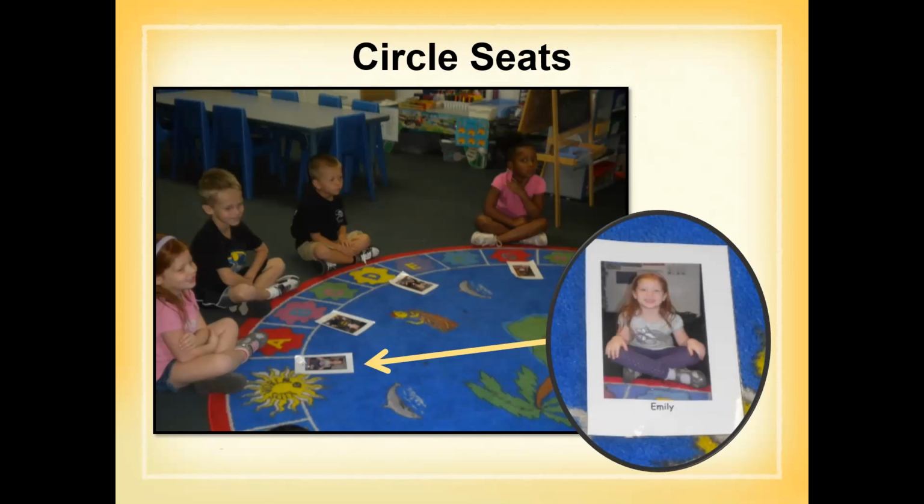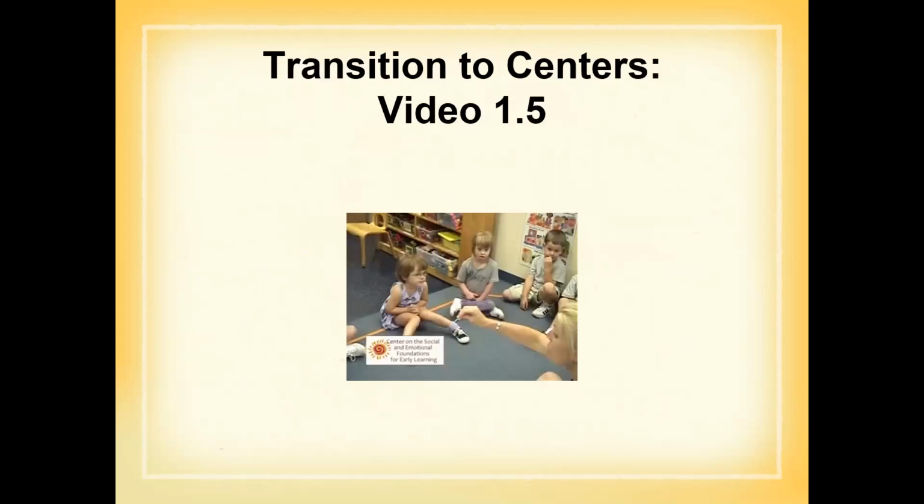Circle seats. And Angie mentioned already having children's pictures on their boxes so they know it's theirs, they know where it is. This is another example of knowing where your spot is because your picture's there. Let's look at this transition to centers and we'll call it good for tonight.